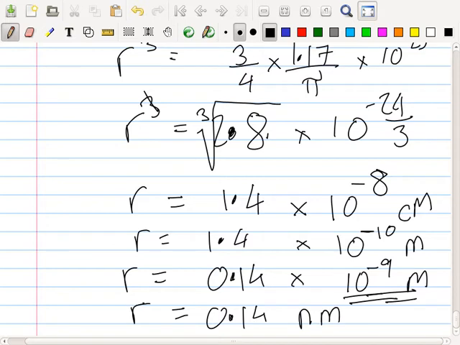Why do you divide 24 by 3? Oh, because it's taking the cube root. The fourth rule of powers that we did in maths class. Cube root is power 1 over 3.